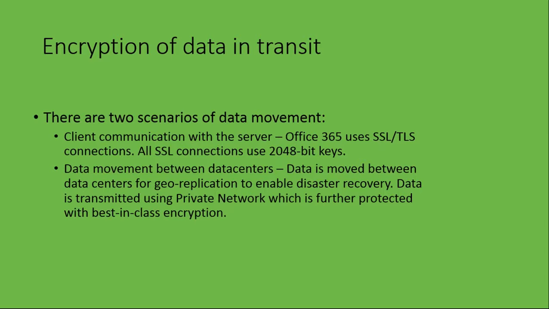Another scenario is data movement between data centers. Microsoft keeps copies of the data in different data centers or on different servers, so that in case of any disaster they can enable disaster recovery and geo-replication. For these reasons, data is moving across different data centers. Even during this time, data is fully secured by using a private network, which is further protected with best-in-class encryption. So whether data is moving between client and server, between servers, or across data centers, data is fully secured.